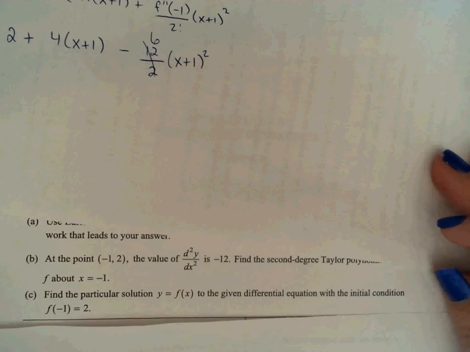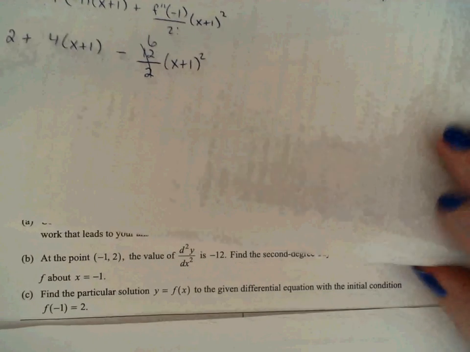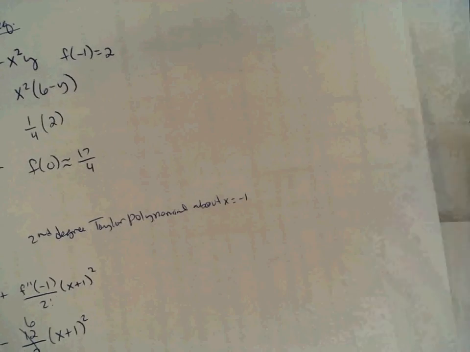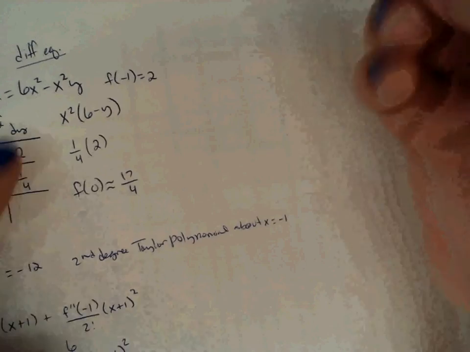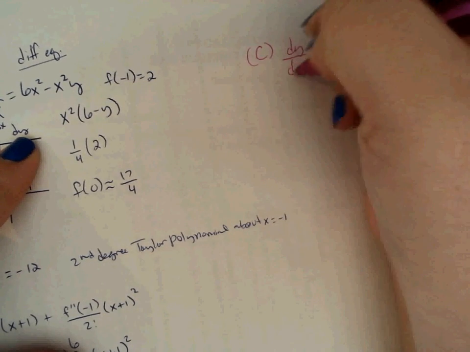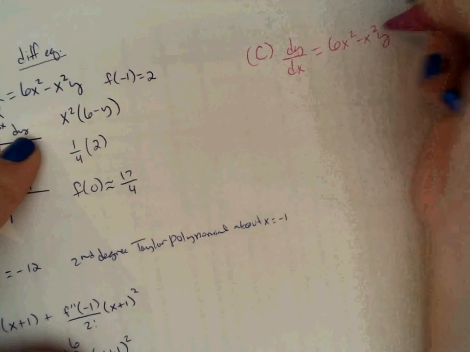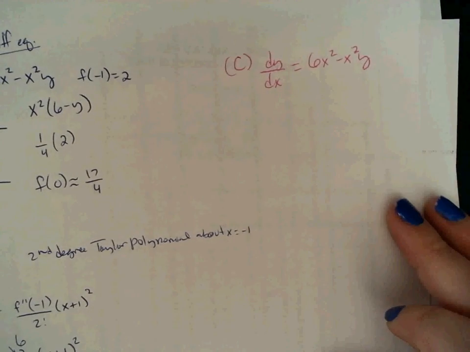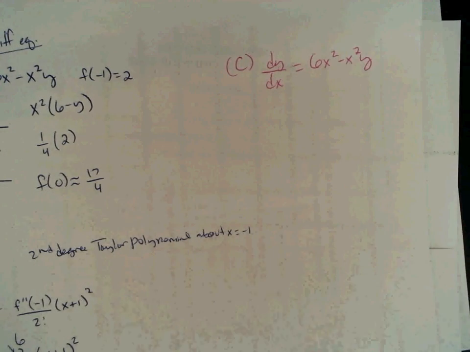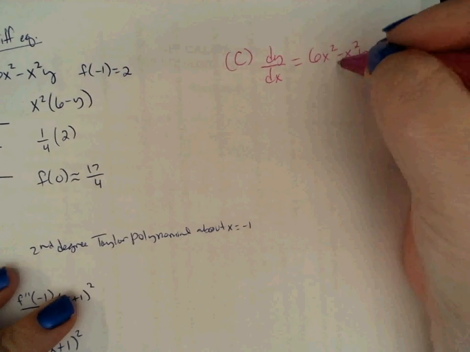Then part C, it says, find the particular solution to the given differential equation with the initial condition f of -1 equals 2. So this is actually just solve the differential equation. Okay, let me do that. So I'm going to go back to the beginning where I've got the derivative, dy dx equals 6x squared minus x squared y. And if you remember, I told you that the first step in solving a differential equation, if it is separable, is to separate the variables. We haven't really talked about any other way to do it.